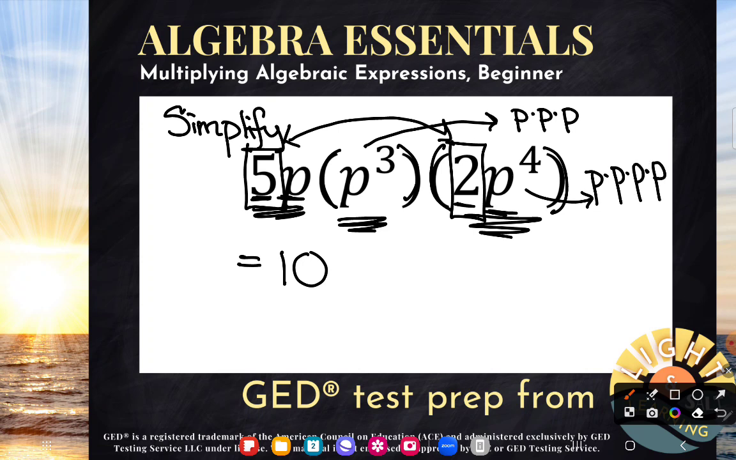So it's super easy to multiply with exponents. You literally just have to count up how many you have multiplying. Well, there's 1, 2, 3, 4, right? 2, 3, 4, 5, 6, 7, 8. 8 p's multiplying. How do we write 8 p's multiplying? We write p to the 8th.